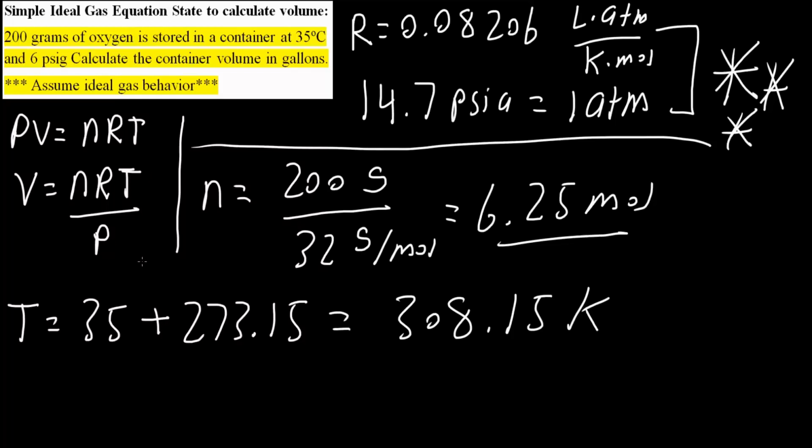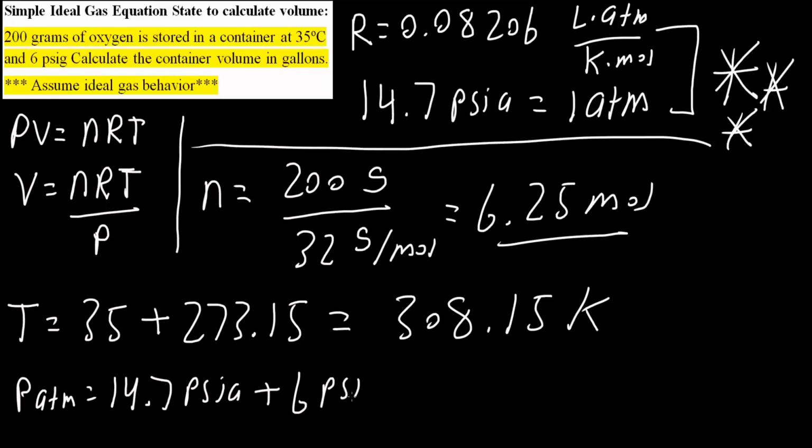So we know n, we know R, and we know T. Now we just need to get P. P is given as 6 psig. But the thing is, the atmosphere by itself is 14.7 psia, and now you're adding the additional 6, so plus 6 psia. So we would get 20.7 psia. Because atmospheric pressure on a typical day is 14.7, but now the container itself is 6, so you need to add those two together.